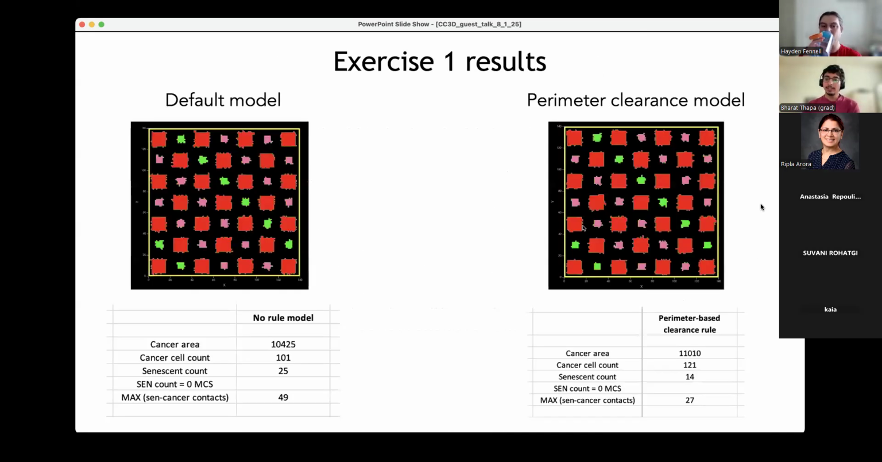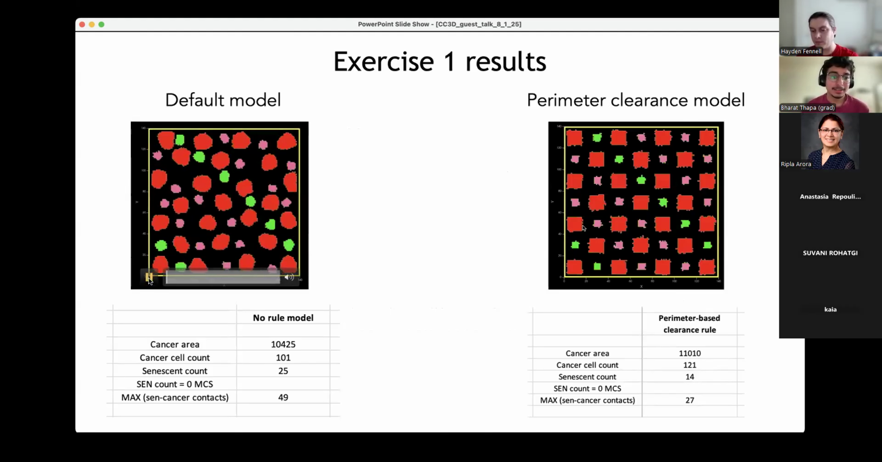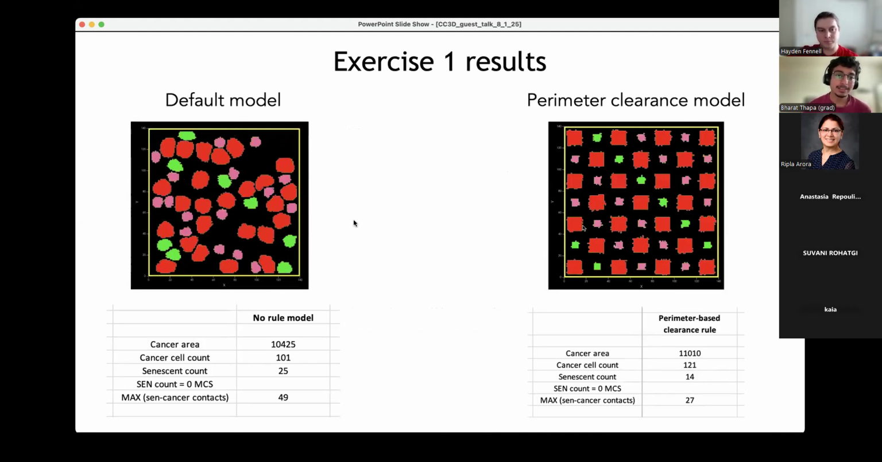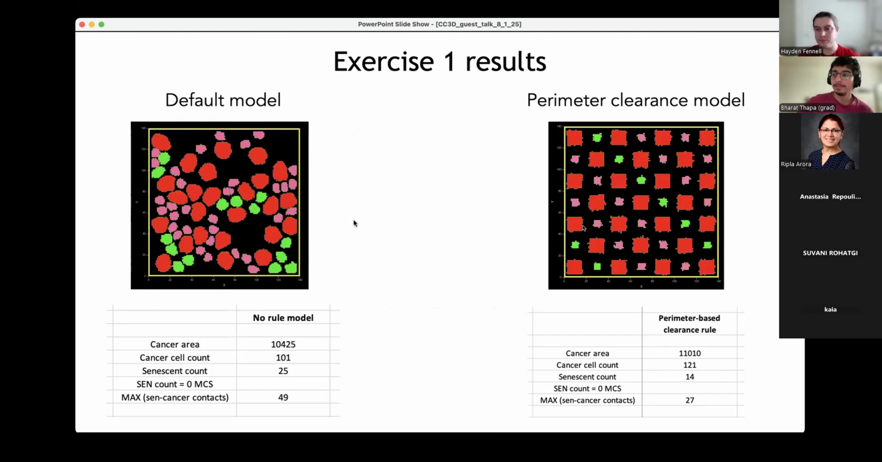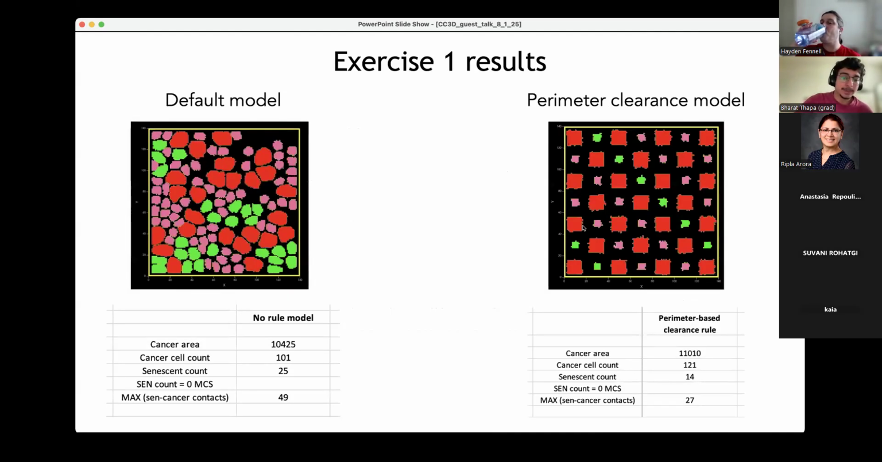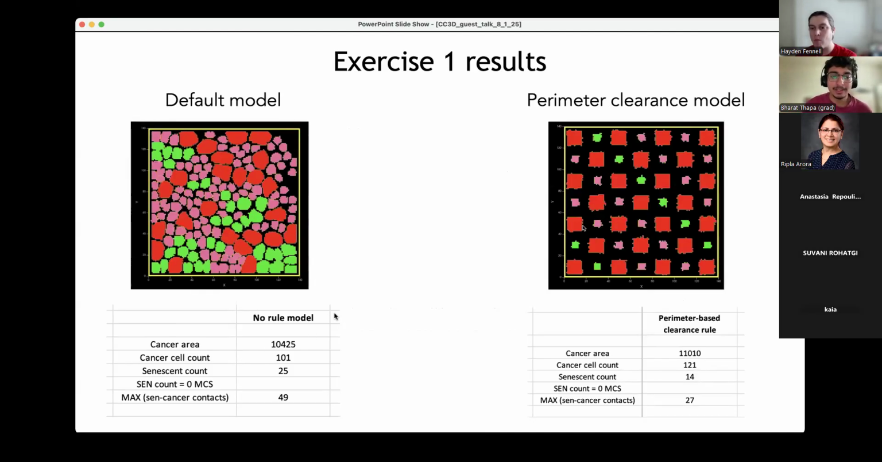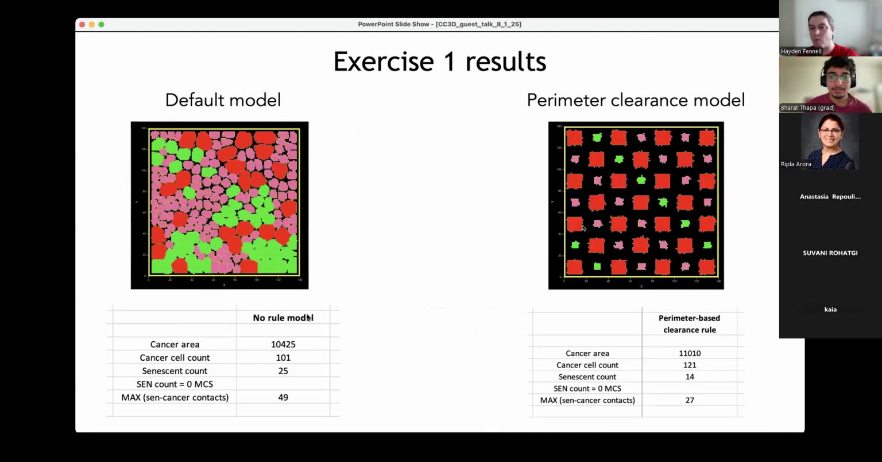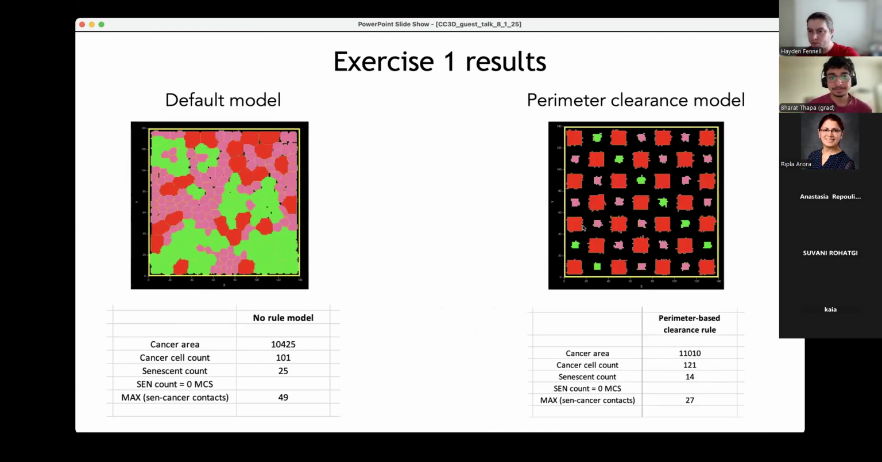Awesome. I'm just going to share the results that I got when I played it once. This is the default model. This is a fast-forwarded screenshot. These are the values that I got. I just put them in an Excel sheet. I've called it the no rule model because the parameter-based rule was off in that.